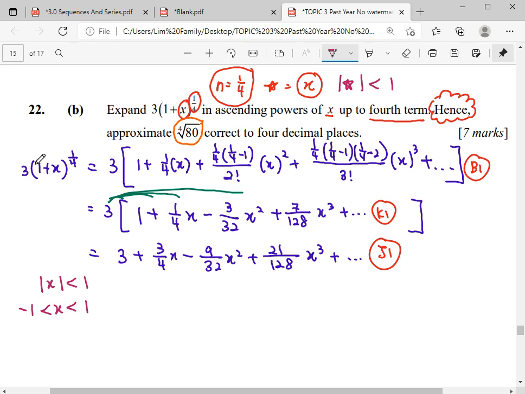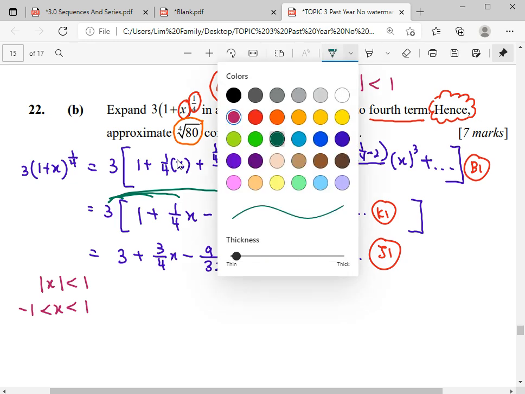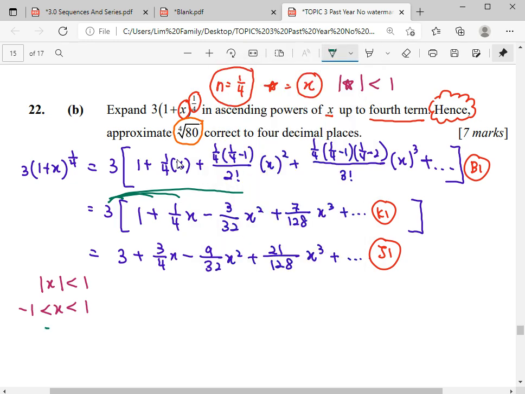Okay, so what can we see here? You can see this is 1 power 1 over 4. Actually, power 1 over 4 has the same meaning as the fourth root. So we are going to compare this: the fourth root of 80, is it equal to 3, then in the bracket 1 plus x power 1 over 4. So we want to find out what the x is here.